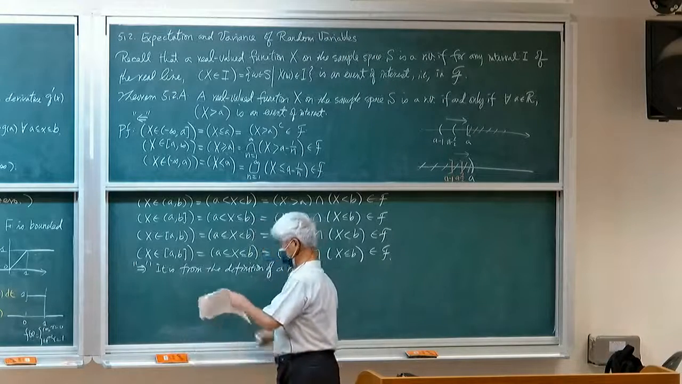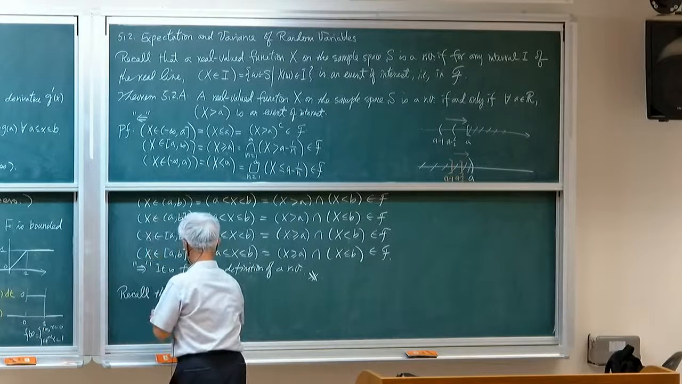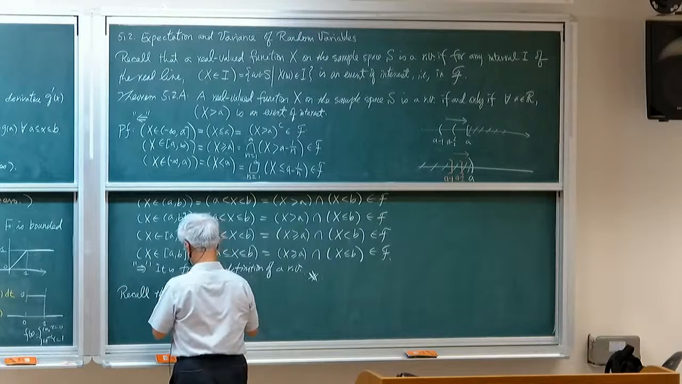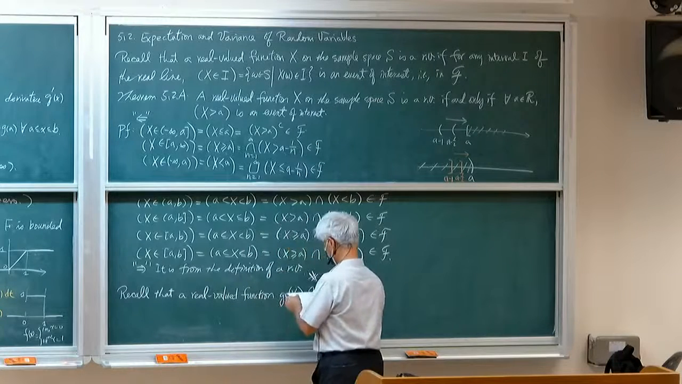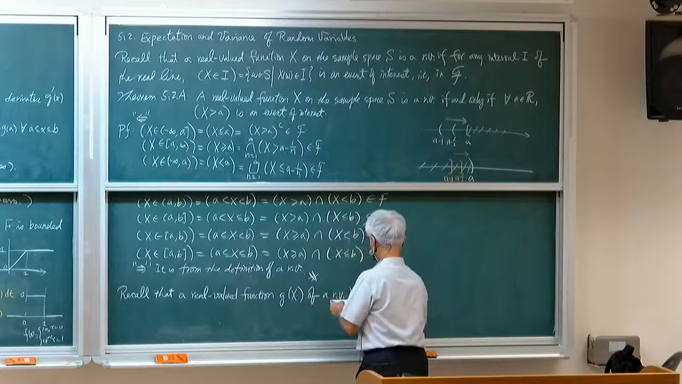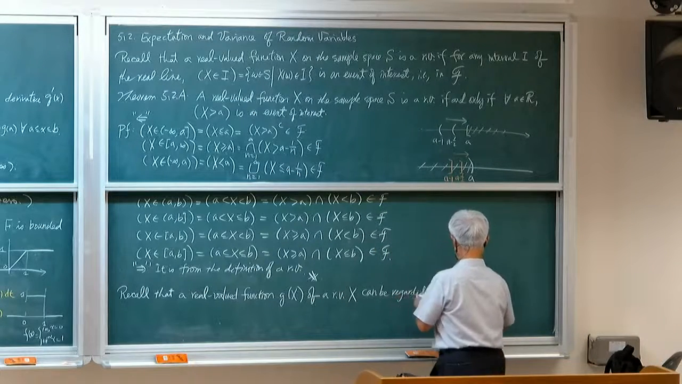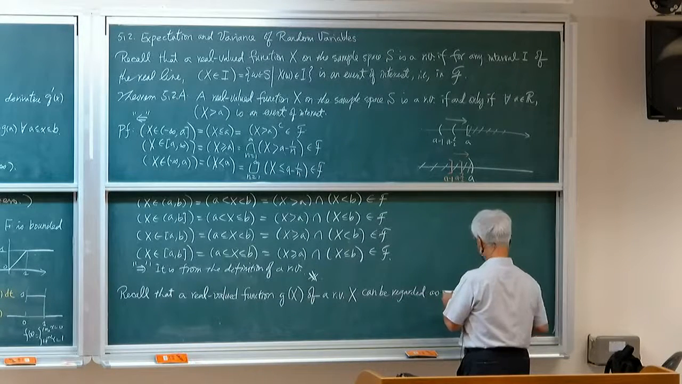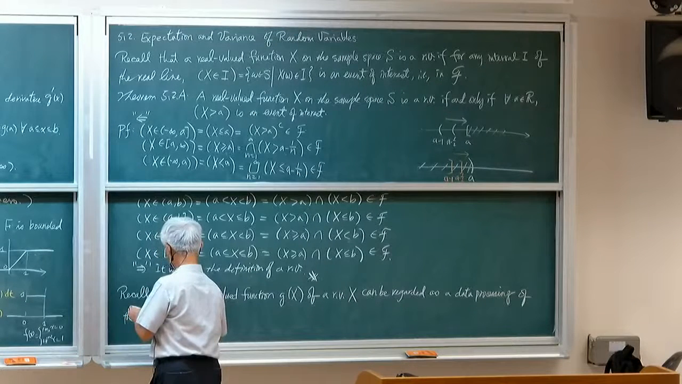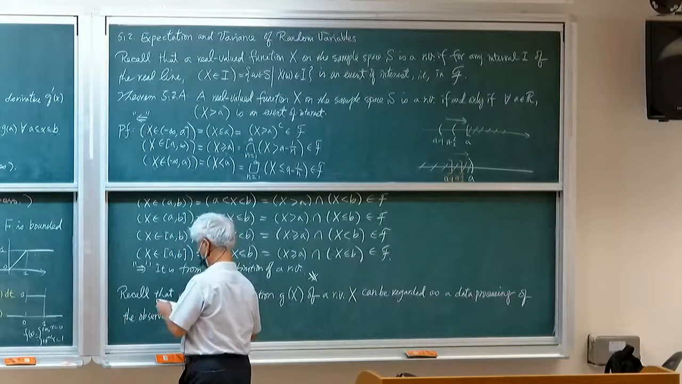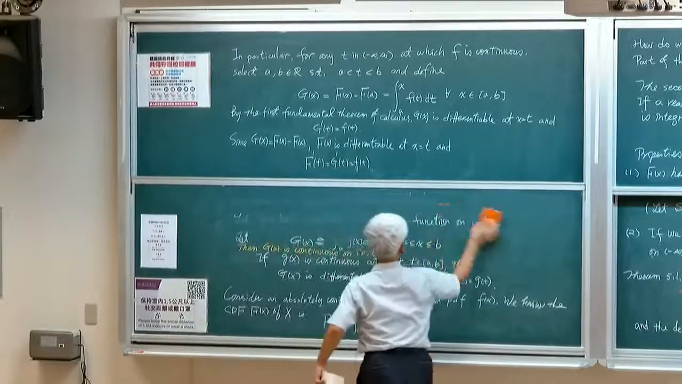Okay, so we continue our discussion here. Now, we recall a real valued function g of x of a random variable x can be regarded as a data processing of the observed random data. So we draw a diagram from before.